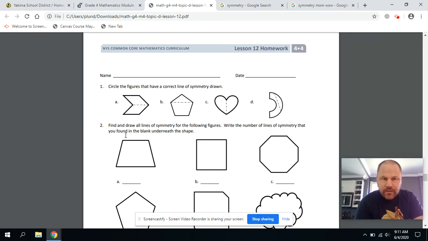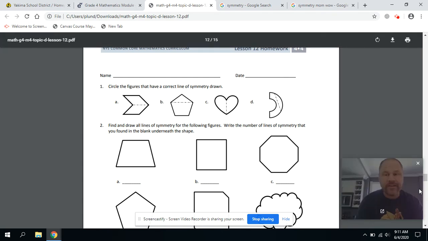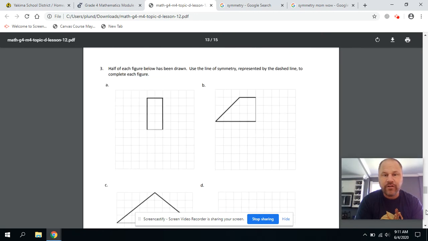Find and draw all the lines of symmetry. Some of these are going to have one line of symmetry, like for instance this trapezoid. Some of them are going to have many, like the square, or this hexagon has more than one. Some of them are not going to have any lines of symmetry at all. Let's go down here to where we're going to create our own.